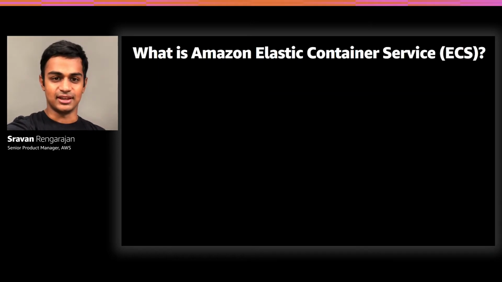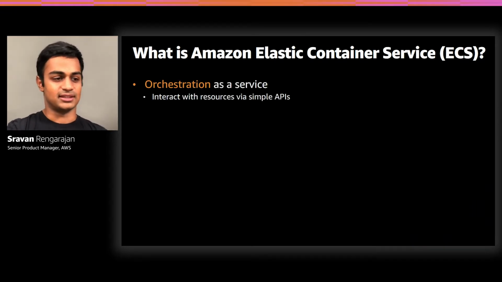So Amazon ECS, what is it? What does it give you? What exactly does it do? So the main thing is it is a container orchestrator as a service. You only need to interact with Amazon ECS just through various APIs. You don't even need to log into an EC2 instance.